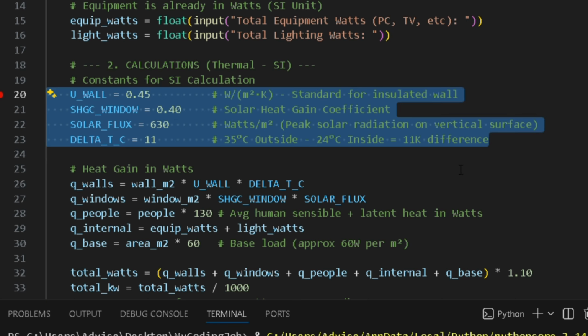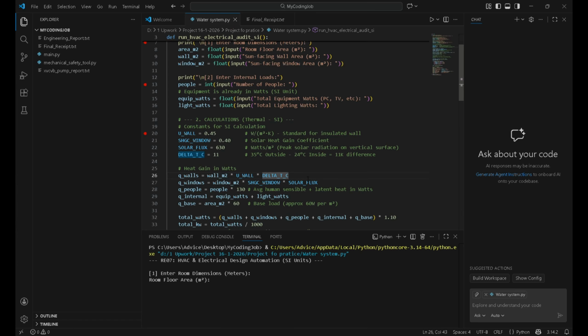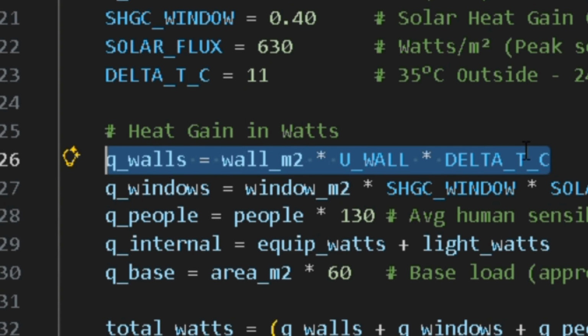Heat gain through walls. Q_walls = wall_M2 * U_wall * delta_T_C. This line calculates heat transfer through walls using the standard conduction formula, Q equals U times A times delta T, where U is the heat transfer coefficient, A is wall area, and delta T is temperature difference. The result is in watts, which means the amount of heat entering the room through walls every second.